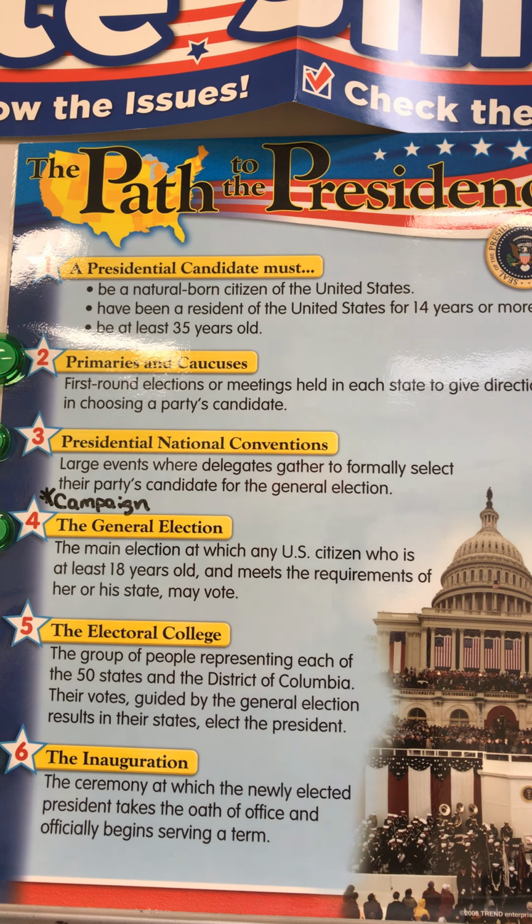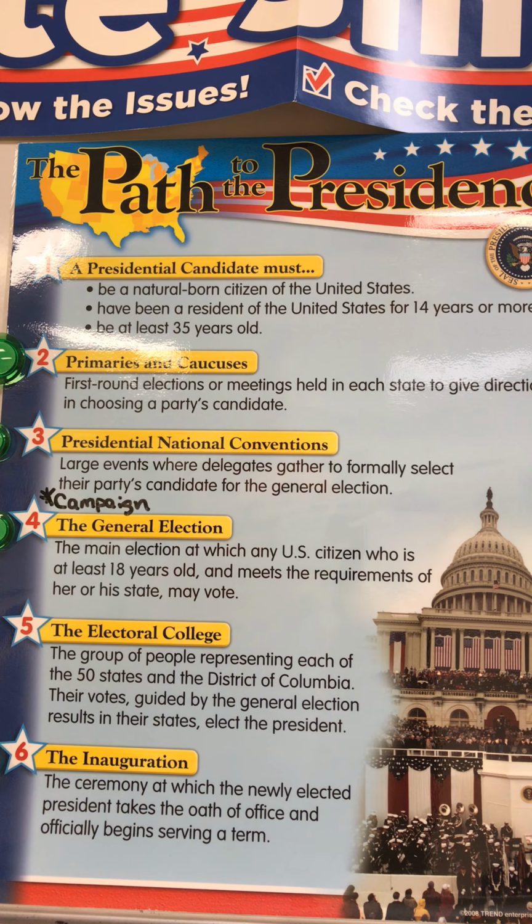magnets next to them. So we've already studied that a presidential candidate must be a natural born citizen of the United States. They must have been a resident of the United States for 14 years or more and be at least 35 years old. Those are the qualifications to even run for president.